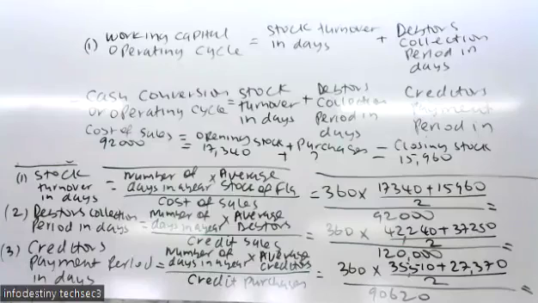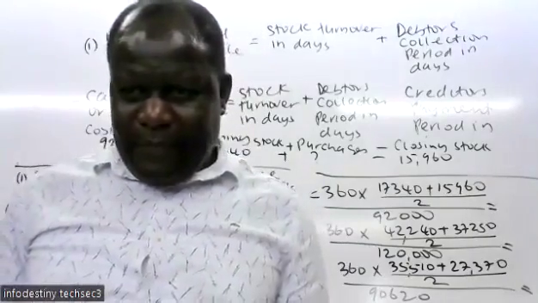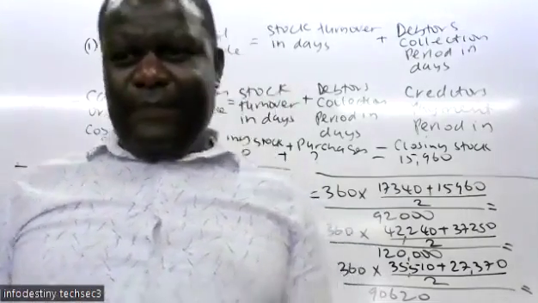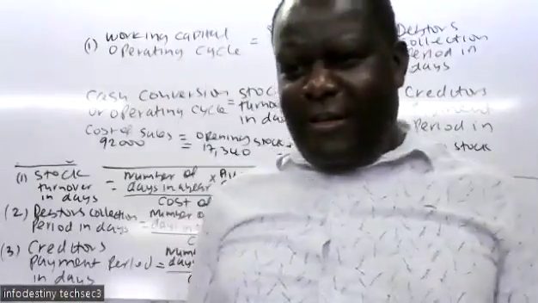So for the first one, how many days do you get for the working capital operating cycle? And the last one is 59. So online, which figures are you getting?